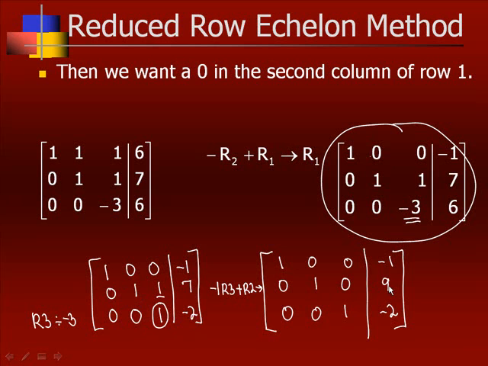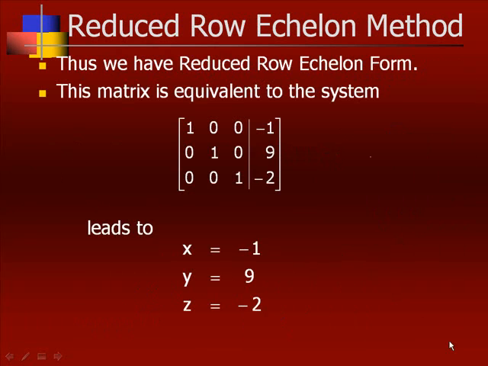Now, this is what we call reduced row echelon form. The matrix is equivalent to the system 1, 0, 0, negative 1; 0, 1, 0, 9; 0, 0, 1, negative 2, which says there's your z value, there's your y value, there's your x value. So we get x equals negative 1, y equals 9, and z equals negative 2.